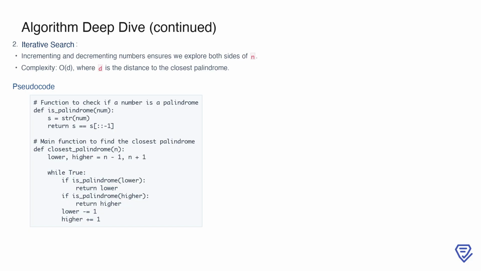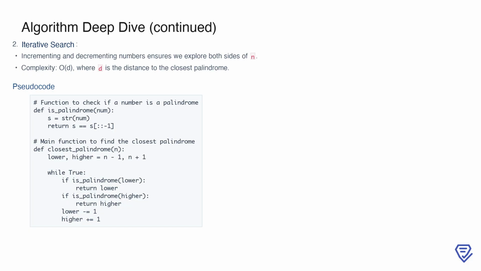Checking if a number is a palindrome involves converting it to a string and reversing it, which takes k time, where k is the number of digits in the number. The overall complexity of the brute force search is d*k, where d is the distance from n to the nearest palindrome. To summarize this process, we can break it down with pseudocode.